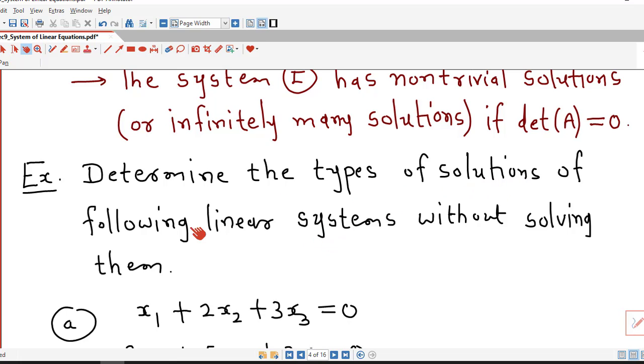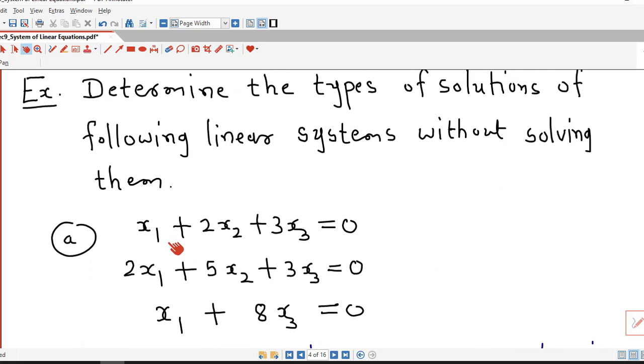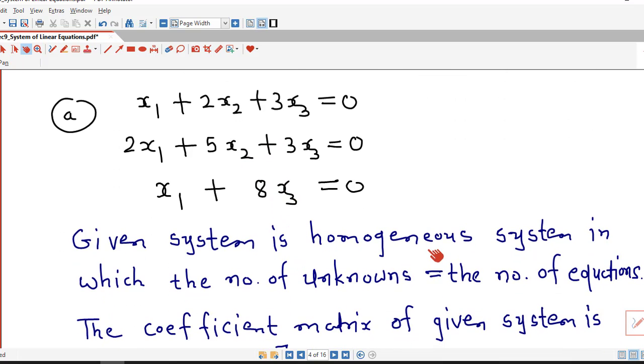Determine the types of solutions of the following linear systems without solving the system. This is a system of 3 linear equations in 3 variables, and all the constant terms are 0. So this is a homogeneous system. The given system is homogeneous, in which the number of unknowns equals the number of equations. So we write down the coefficient matrix of this system.